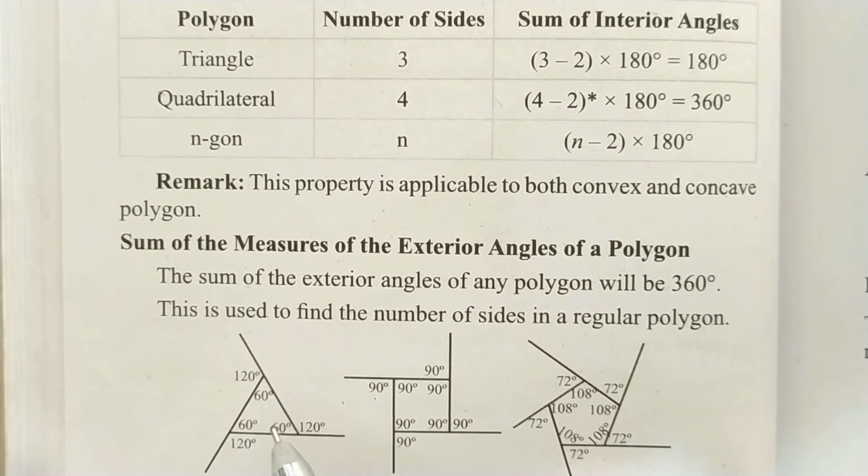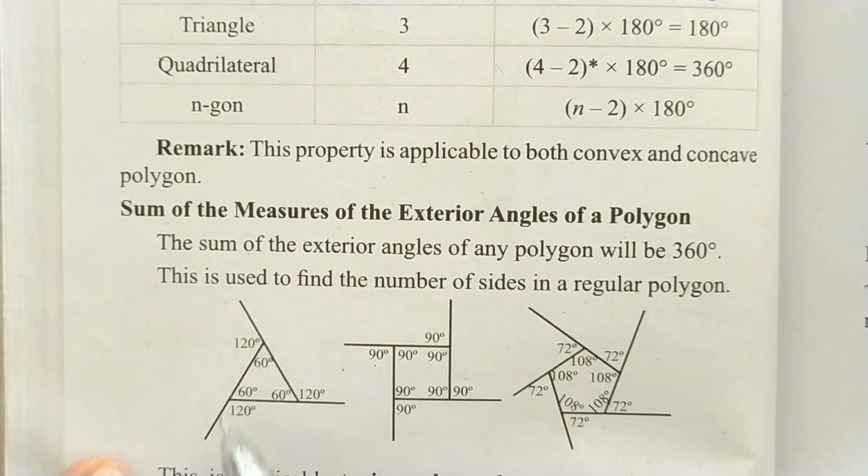Now see in this diagram, 120 exterior angle here, here also 120, here also 120. If you add all these three exterior angles, the sum of these 3 outside angles is equal to 360 degrees. Now here also 90, 90, 90, 90. If you add all the 4 exterior angles, that is equal to 360 degrees. Now here 72, 72, 72, 72. If you add all these, you will get 360 degrees.